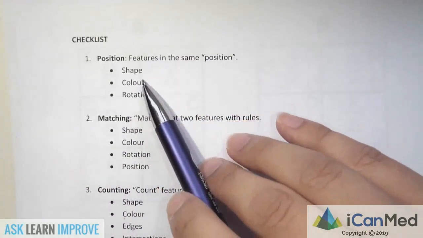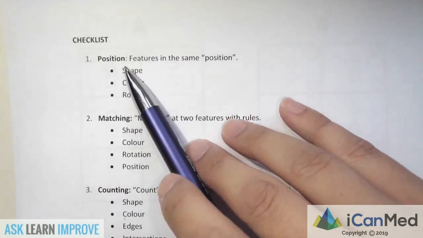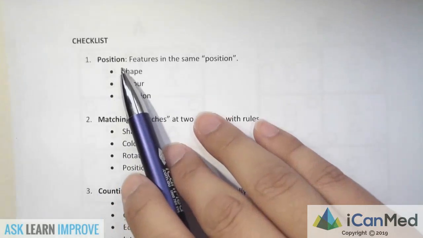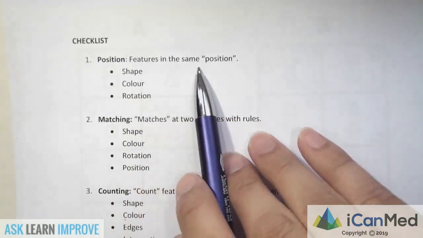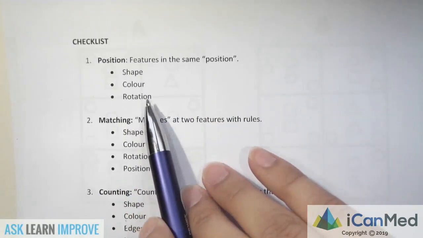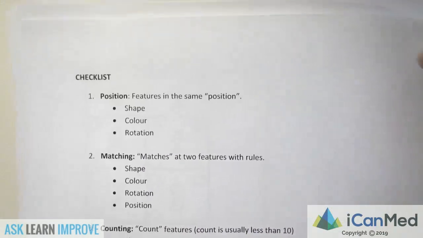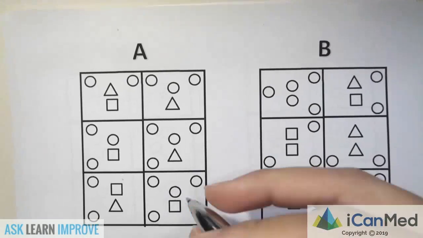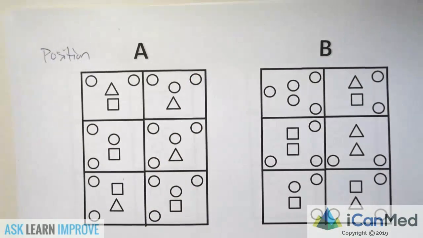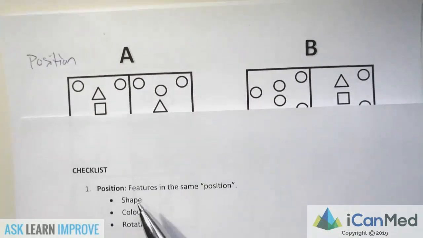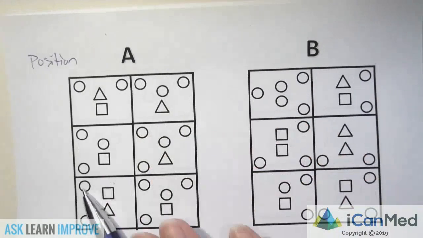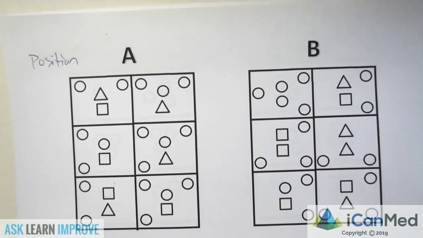What are all the dotted points? The dotted points are the features that you check which can make the position pattern. For example, the first one says position. That position pattern has features in the same position, and your features are shape, color, and rotation. If we take a look at our first set, this is actually a position pattern. What is the pattern? As I said before, you check to see if there's a shape, color, or rotation in the same position for all of my squares in set A and for all of my squares in set B.